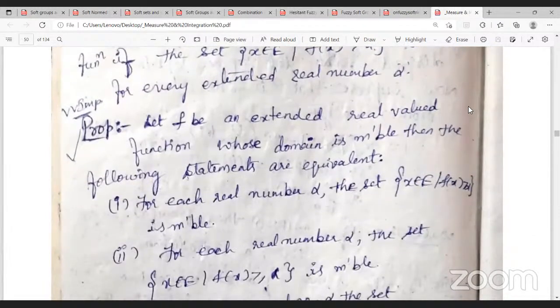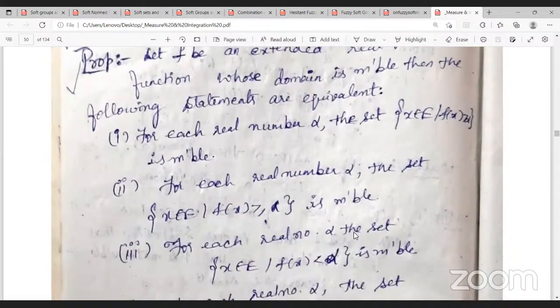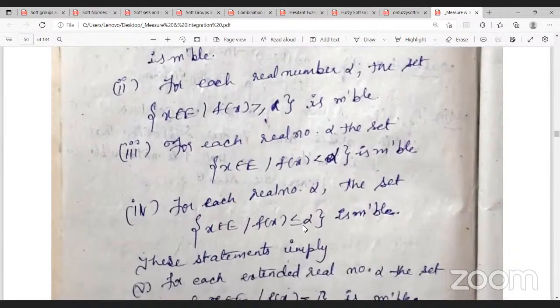Now, for every extended real valued function and each real number alpha, the set of x with f of x greater than alpha is a measurable set. For each real alpha, the set of x belonging to E with f of x greater than or equal to alpha is also measurable. For each real number, the set with f of x less than alpha is also measurable, and less than or equal to alpha is also measurable. These are the four very important properties of measurability of any function.